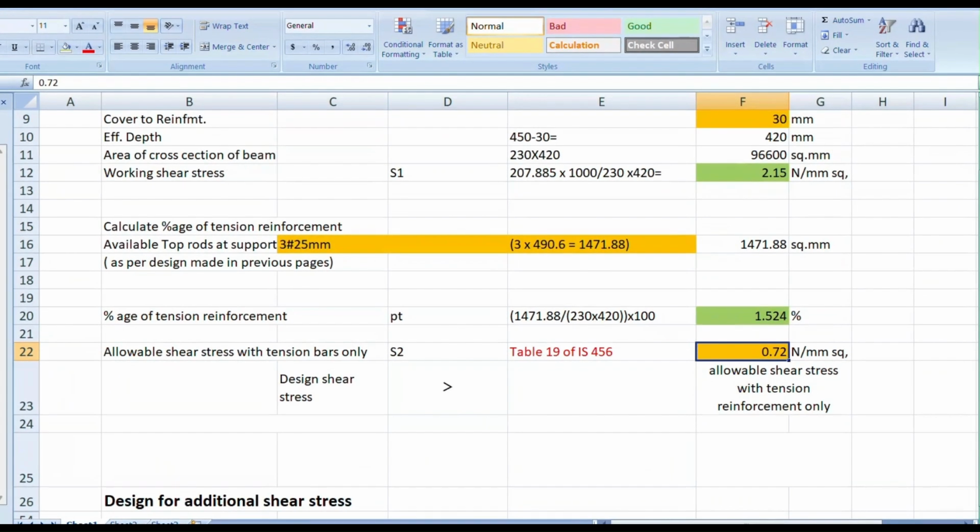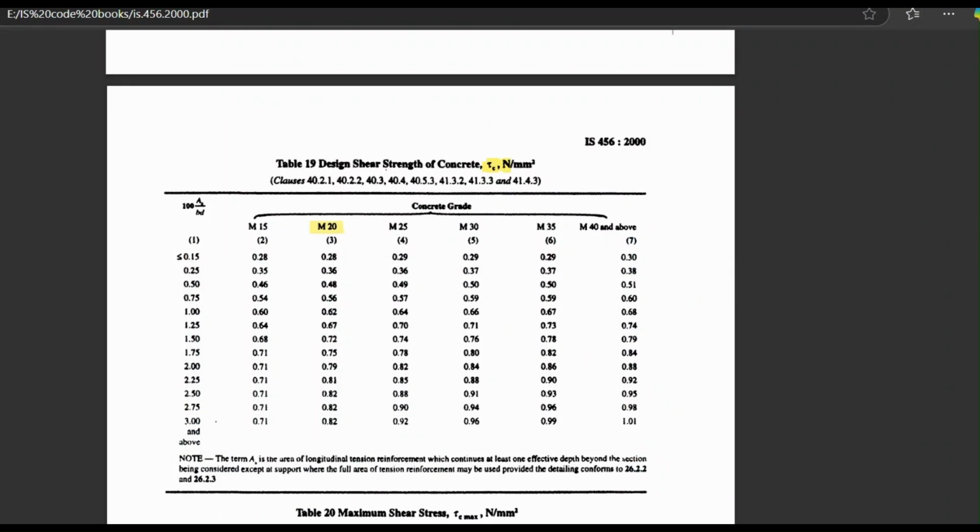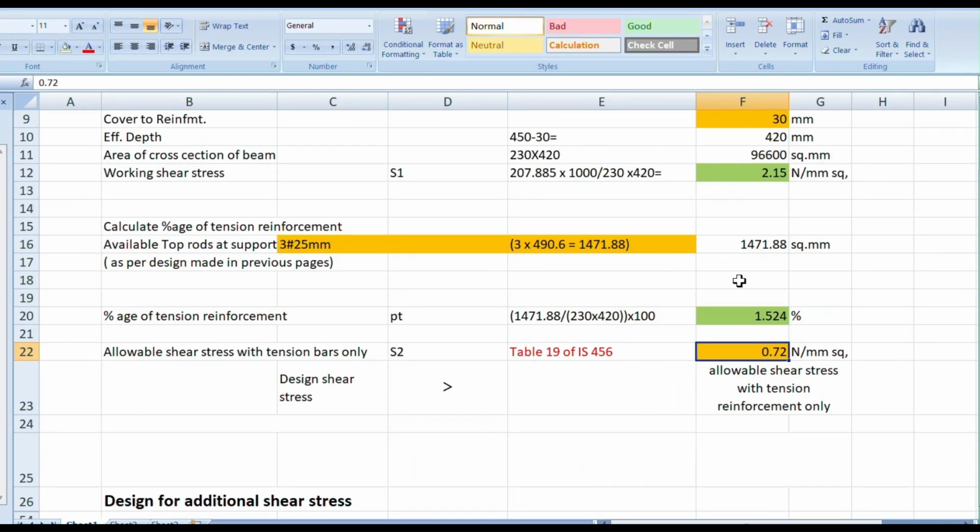sorry, the reinforcement percentage is 1.54. This is 1.5, this is M20 concrete. For this, the allowable permissible shear stress is 0.72 Newton per mm square, which has been given here. That is what we have taken here.